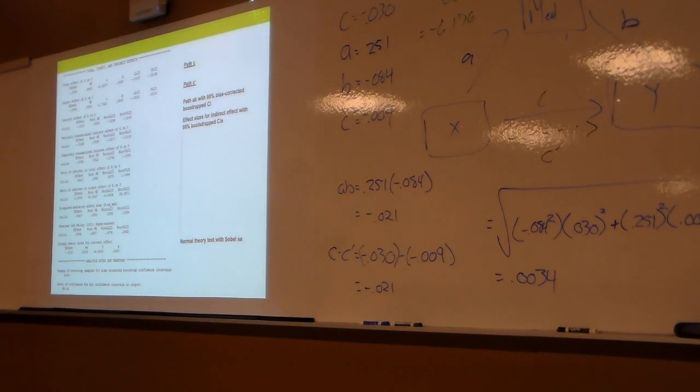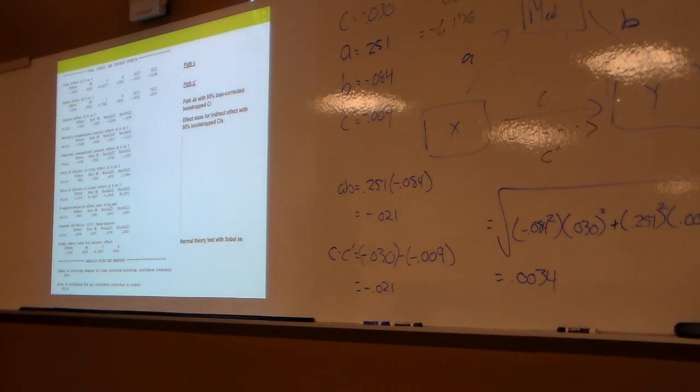And so process has gone through and circumnavigated this Sobel test by creating an empirical distribution, giving me a 95% confidence interval around my AB path that's a methodologically better estimate for the statistical significance of AB than the Sobel stuff, okay?